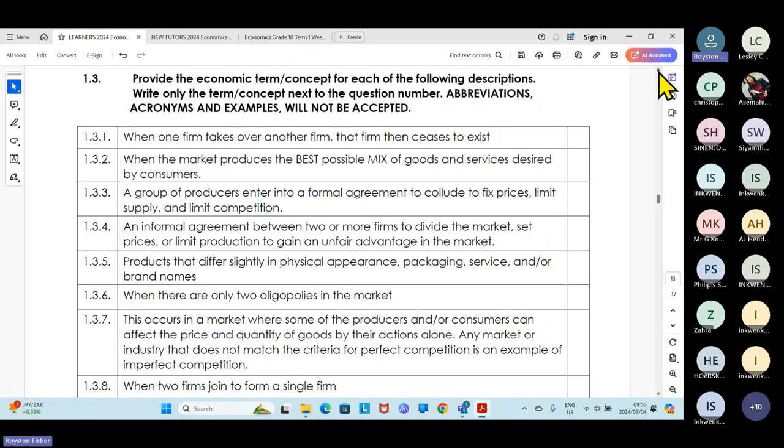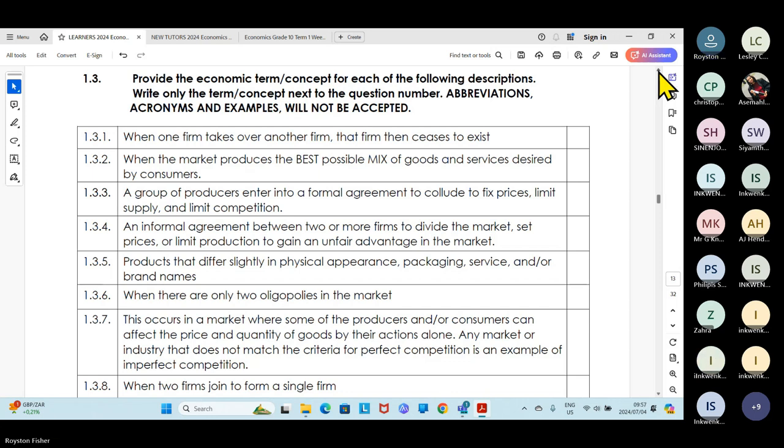Products that differ slightly in physical appearance, packaging, service, and/or brand names, and that is for 1.3.5. So Altus Revise said that that is oligopoly. Santa Claus said differentiated slash branding. St. Andrews says differentiated products. And that's the only answer that I have so far. Santa Claus and St. Andrews, you're correct. It is differentiated products.